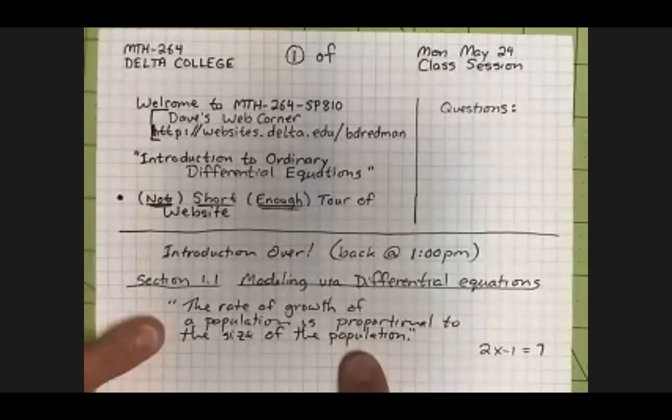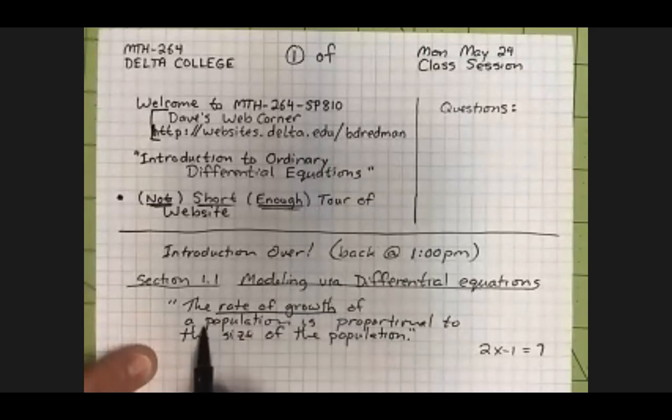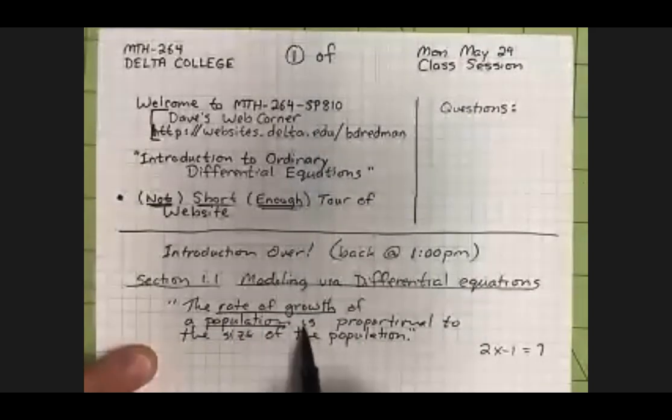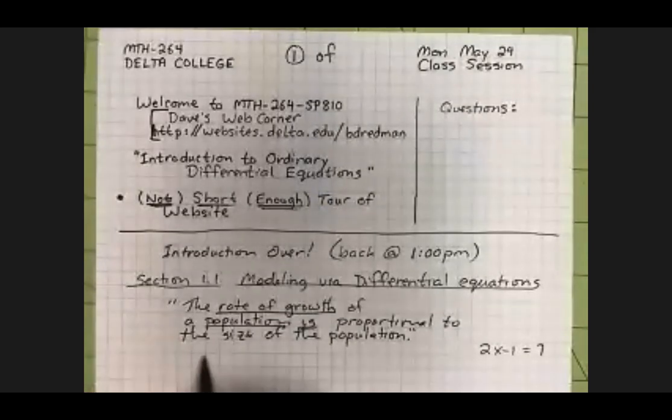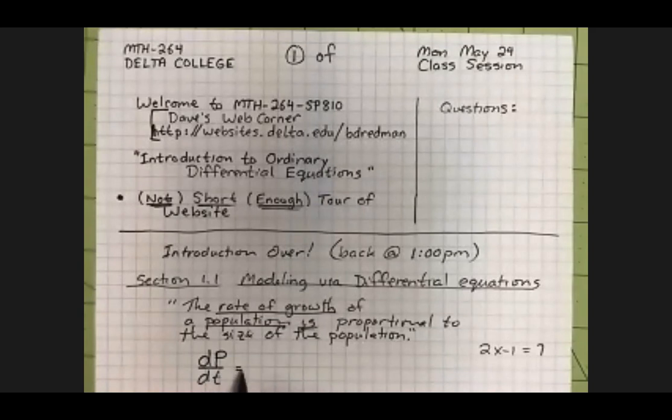This is a differential equation. I can tell because it says rate of growth. Rate of growth of what? A population. Where's the equal sign? Is. So let's start translating this into a differential equation. The rate of change of population with respect to time is proportional to the size of the population.